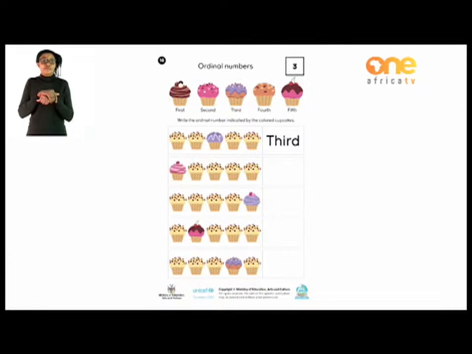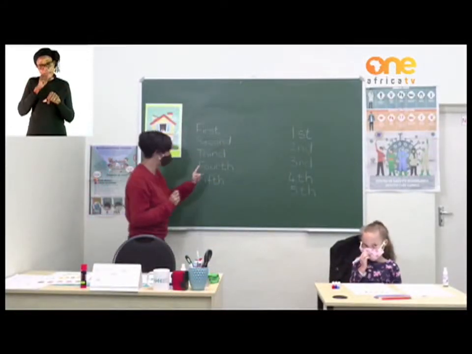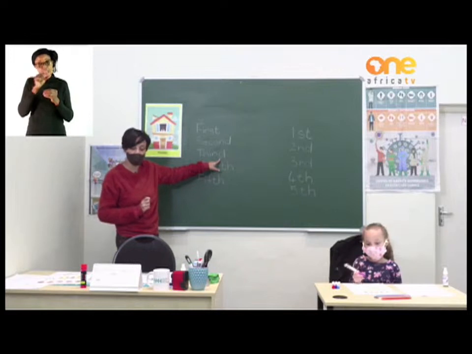Write the ordinal numbers indicated by the colored cupcake. So what must we do there? We have five cupcakes in that row. We have two cream ones, one blue one, and two cream ones again. Now, at which position, at which place is the blue one standing? Is it first, second, third, fourth, or fifth? It is third. So we will write in the word, not the number, but the word third, there in the block.